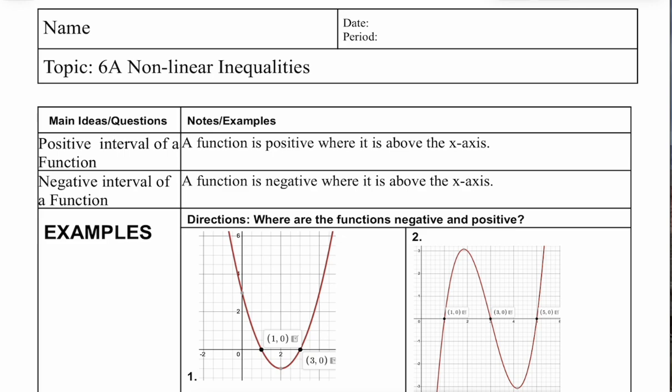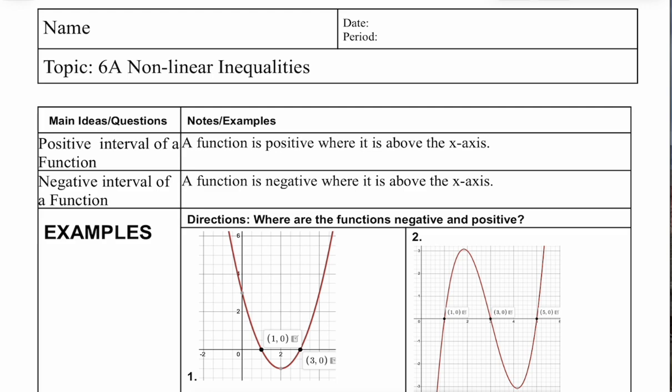So IMath kind of brushed upon nonlinear inequalities, but I just don't think that they dived as deep as we need to, because this is going to come up if you ever take calculus. So we're going to talk about where a function is positive or negative, and we're going to do it more algebraically than IMath did. IMath mostly focused on what the graph looked like, which is a good thing to do. If you know how to graph it, you can find the positives and negatives, but I want you to know how to do it algebraically, okay?